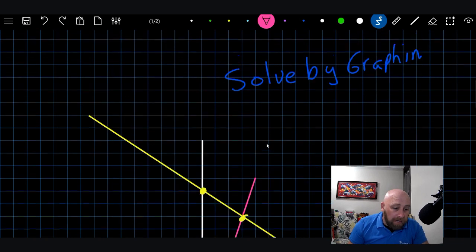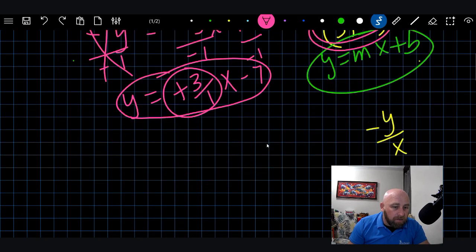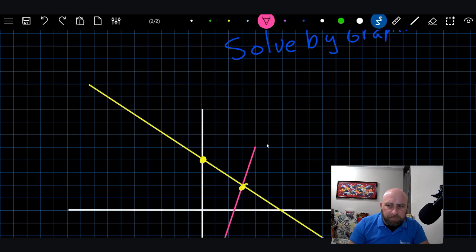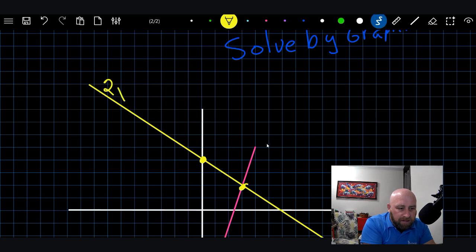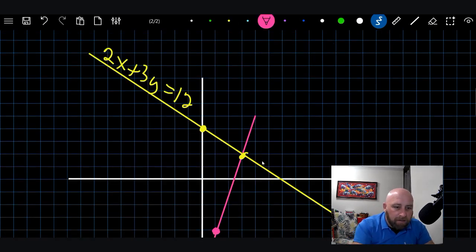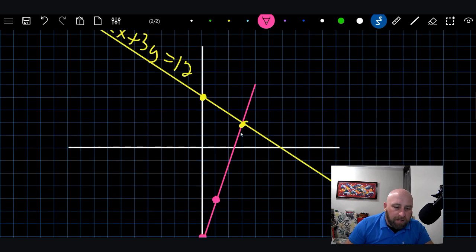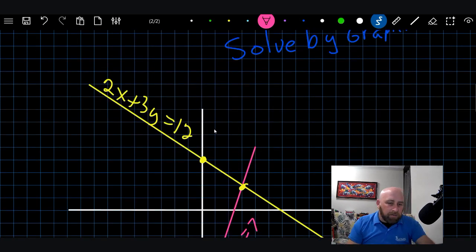When we put our lines on here, this is line number 1. The first line was the 2x. And you can actually label this if it helps you. This line is the 2x plus 3y equals 12. And this pink line was the 3x minus y equals 7. Okay, so I just labeled those lines. That's going to help you see which lines are which, especially if you're using a pencil or something where you don't have the colors to show which line is which.